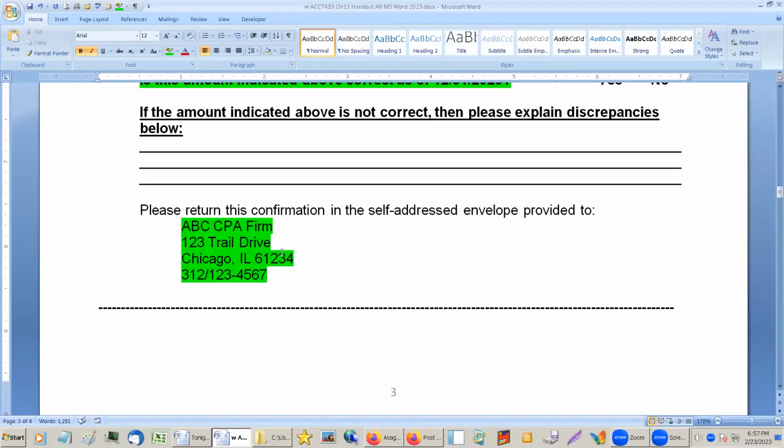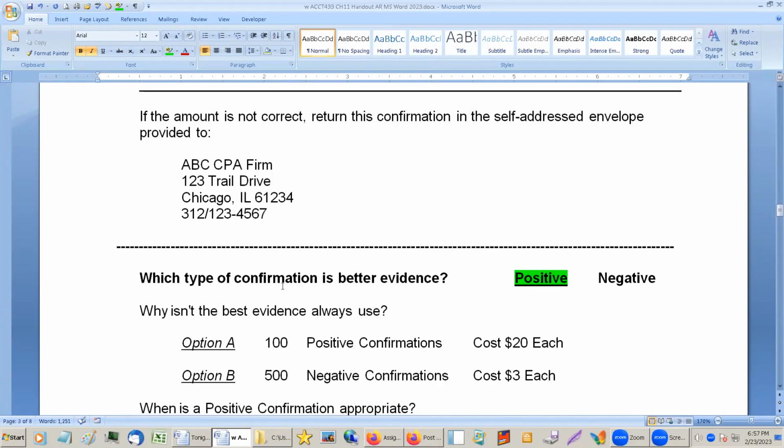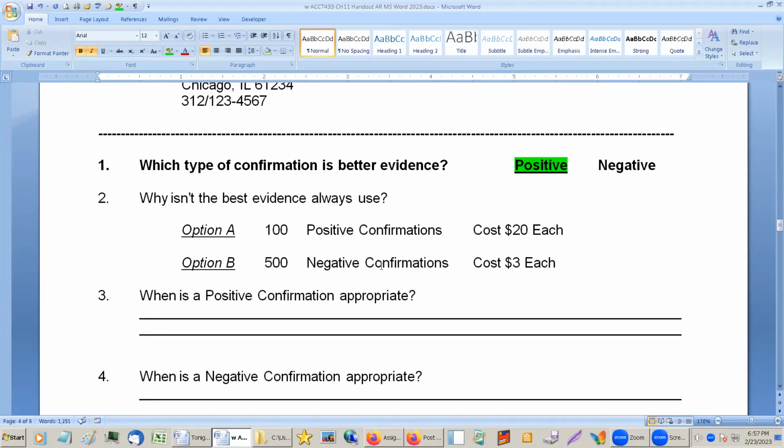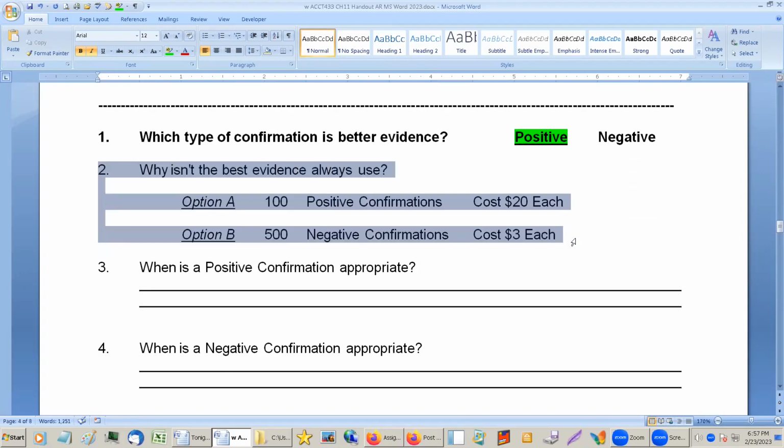And for the negative ones, you really can't make any judgment based on the ones that weren't returned, because you don't know why they weren't returned. They may not have gotten them, they may have disregarded them. Maybe in the office it got given to somebody that doesn't know what they're even asking for, and whatever happened. Okay, so you may say, well, we should always use the positive ones, right? It's better evidence. Not always.